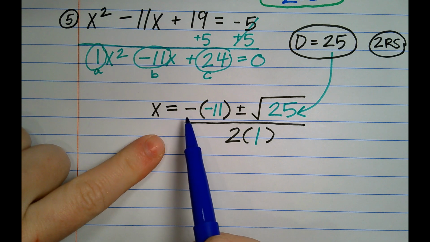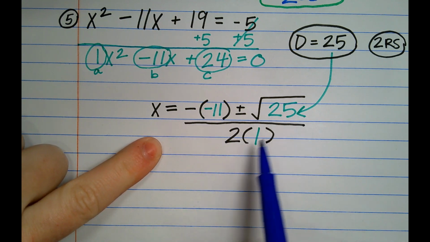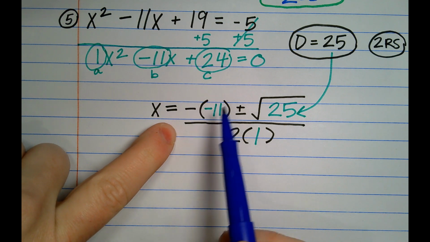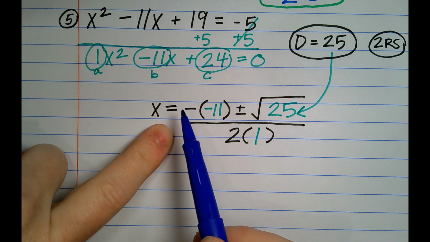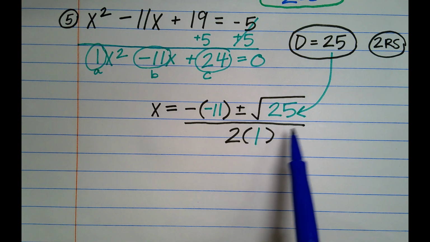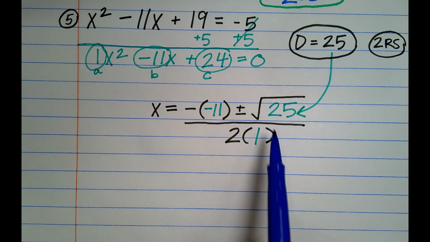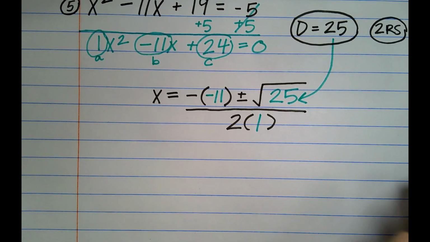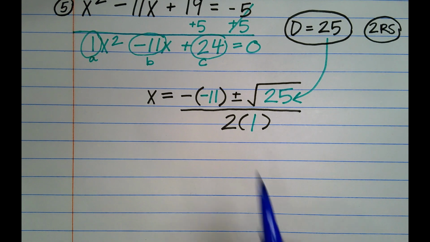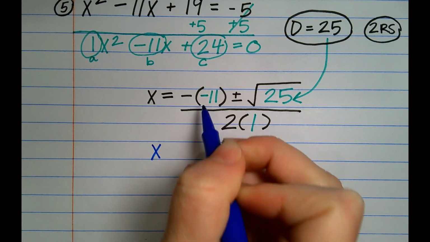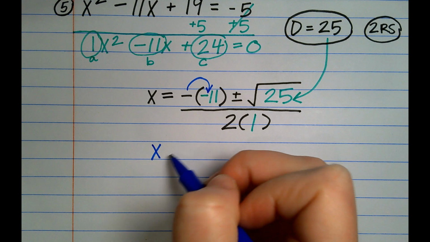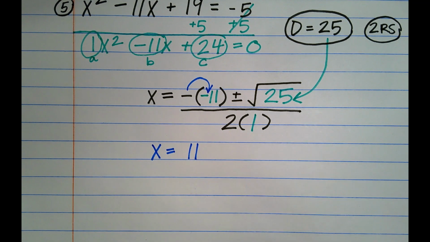So, let's just look at each operation happening. We have 3 operations. I have negative times -11. This is like -1 times -11. And then we have the square root of 25. And then we have 2 times 1. So let's go ahead and change all of those values. What does negative on the outside of -11 become? Just positive 11. Those 2 negatives will cancel out. And we get positive 11.